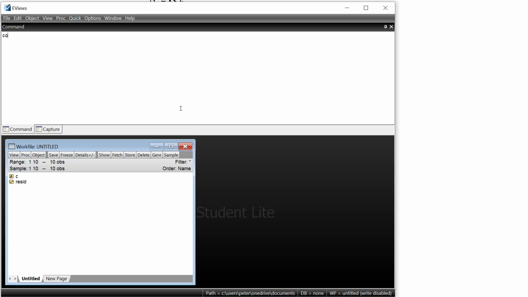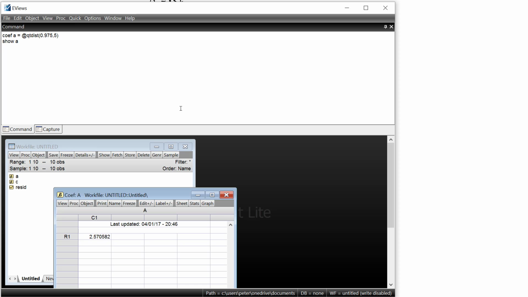2.57. In EViews, we do coef A equal to qtdist. We do the probability, and EViews wants the probability of the left-hand tail. So you can either write here 0.025, but then EViews will give you the negative number, or you can write 0.975, and then you get the positive value. So if we do this and show A, we have the same number, 2.57.